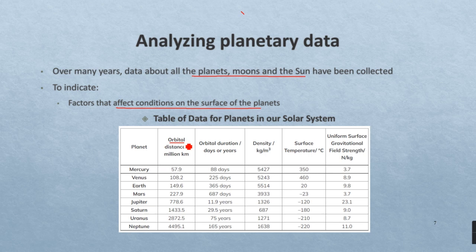So we covered the orbital distance, which is the distance that needs to be covered by every planet to orbit around the sun for one full revolution. And also we covered the period, which is measured in days, the time taken for every planet to complete one full revolution around the sun. And then also some observations about the density and surface temperature of each planet and the gravitational field strength on every planet.